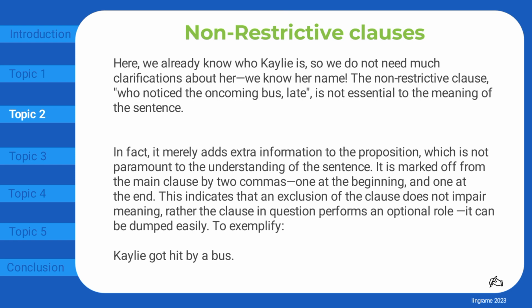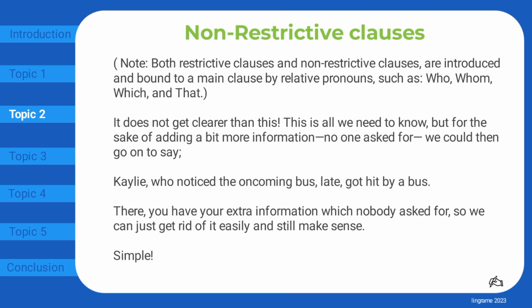It is marked off from the main clause by two commas, one at the beginning, and one at the end. This indicates that an exclusion of the clause does not impair meaning, rather the clause in question performs an optional role. It can be dumped easily. To exemplify, Kaylee got hit by a bus. Note, both restrictive clauses and non-restrictive clauses are introduced and bound to a main clause by relative pronouns, such as who, whom, which, and that. It does not get clearer than this.